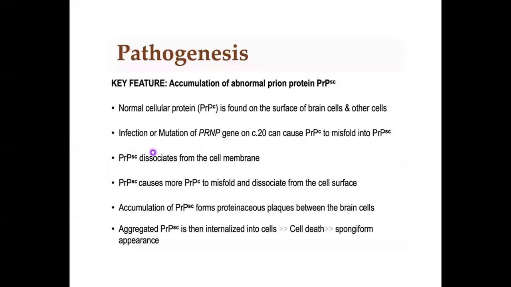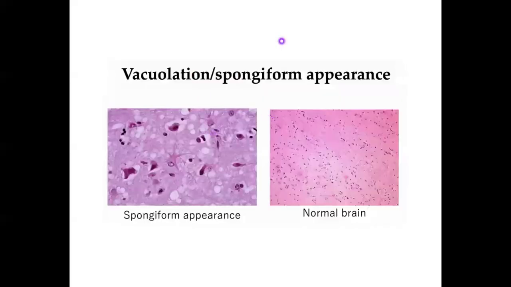The beta pleated form dissociates from the cell membrane. The beta sheet causes more of the alpha helix protein to misfold and dissociate from the cell surface. Accumulation of the beta forms proteinaceous plaques between the brain cells. Then the aggregated beta sheets are internalized into the cell, leading to cell death and the spongiform appearance. So this is the theory, but I had explained it. Have we understood how spongiform occurs?